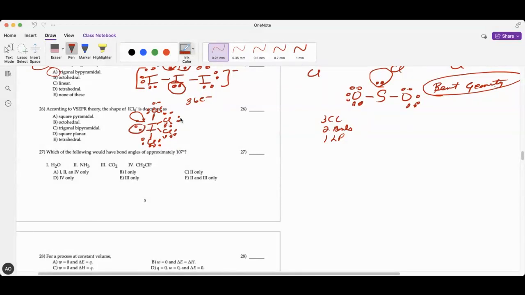And I should have brackets around this. It's an ion. So for the shape, there are 6 charge clouds, but they want the shape, not the electron pair geometry. This would be octahedral as far as the electron pair geometry, but because of those 2 lone pairs of electrons on the iodine, you're correct, we have a square planar molecular geometry. Shape and molecular geometry are the same thing, okay?